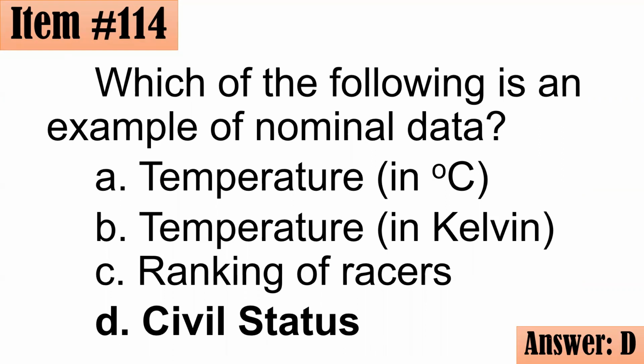In fact, letter A, temperature in degrees Celsius, is interval. Temperature in Kelvin is actually ratio data. Ranking of racers is ordinal, and civil status is nominal. Letter D. Okay, good job.